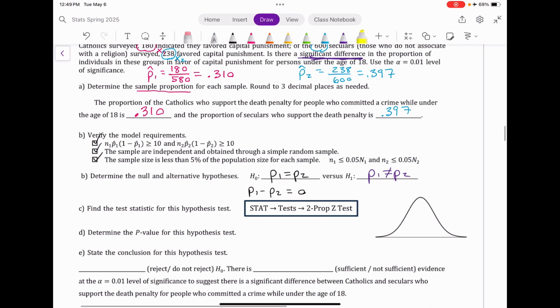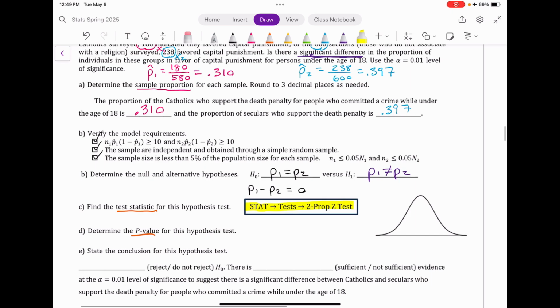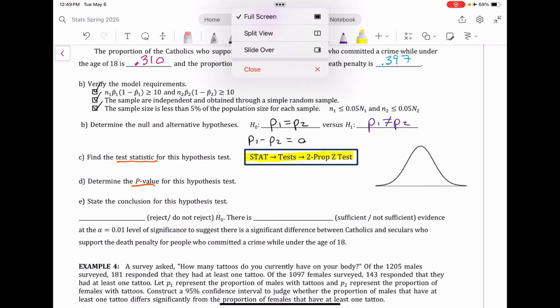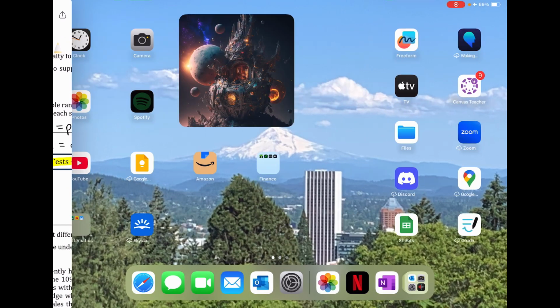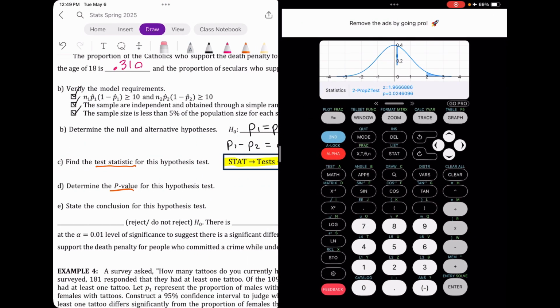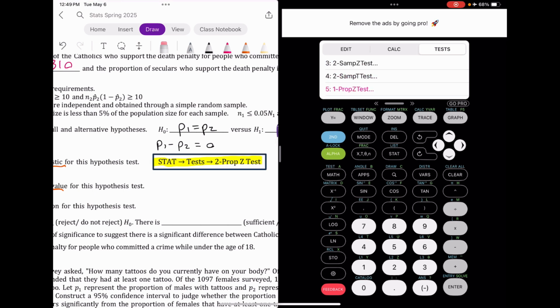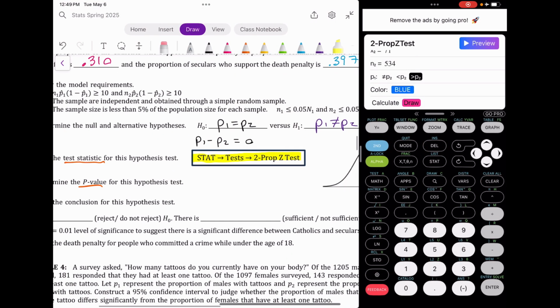Okay, and then we're going to calculate the test statistic and the p-value just at the same time using this calculator shortcut. So we press stat, arrow over to test, and then 2 prop z test.